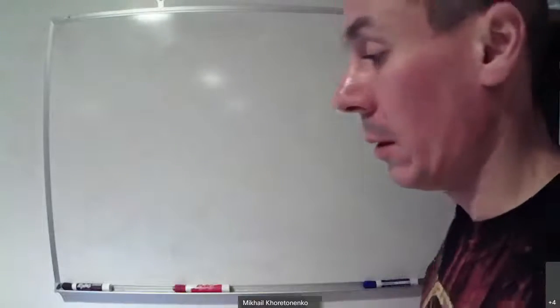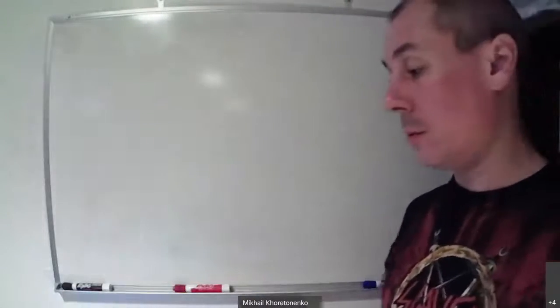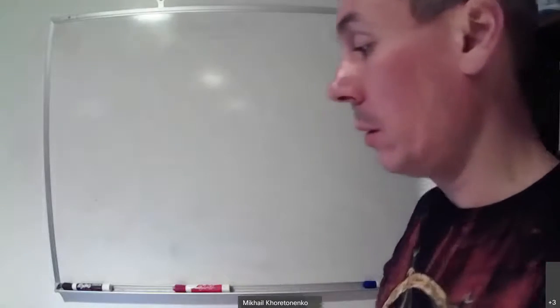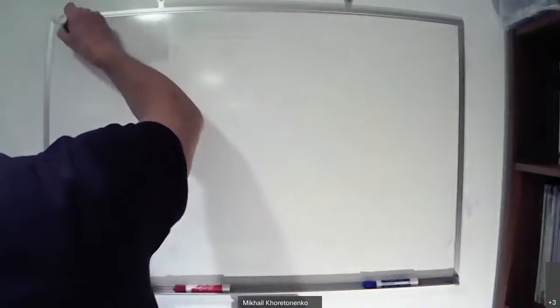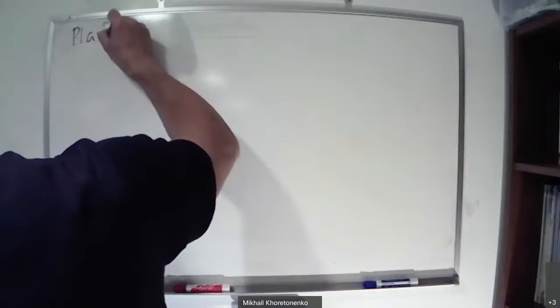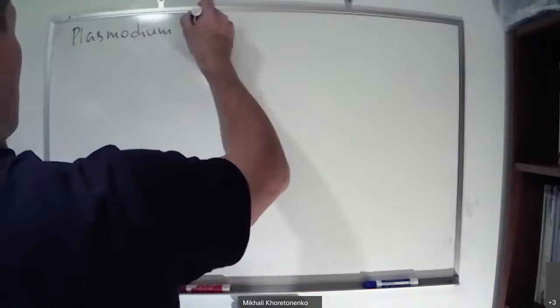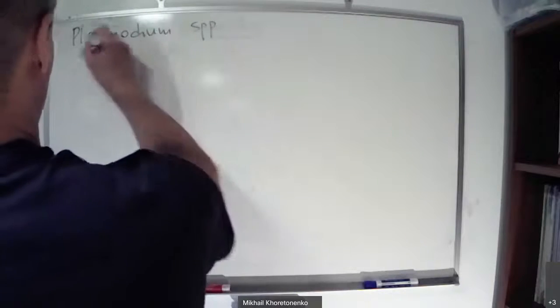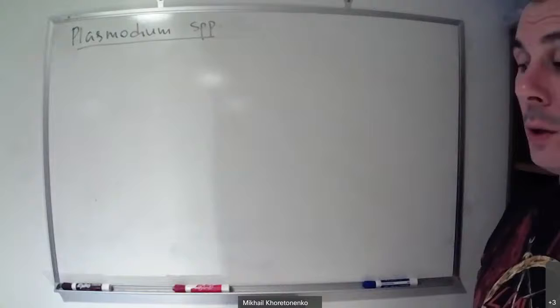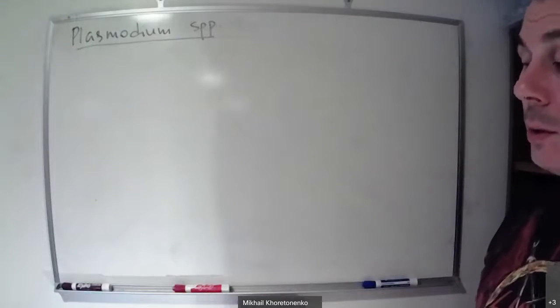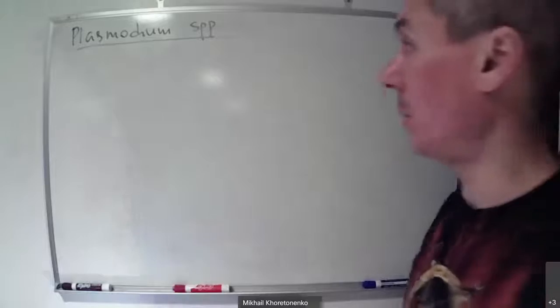So now we're going to talk about perhaps the most important protozoan pathogen in the world, which is malaria. Malaria is caused by species of Plasmodium. This entire genus, Plasmodium, can cause malaria. Many species can cause malaria in humans. Many species can cause malaria in animals.